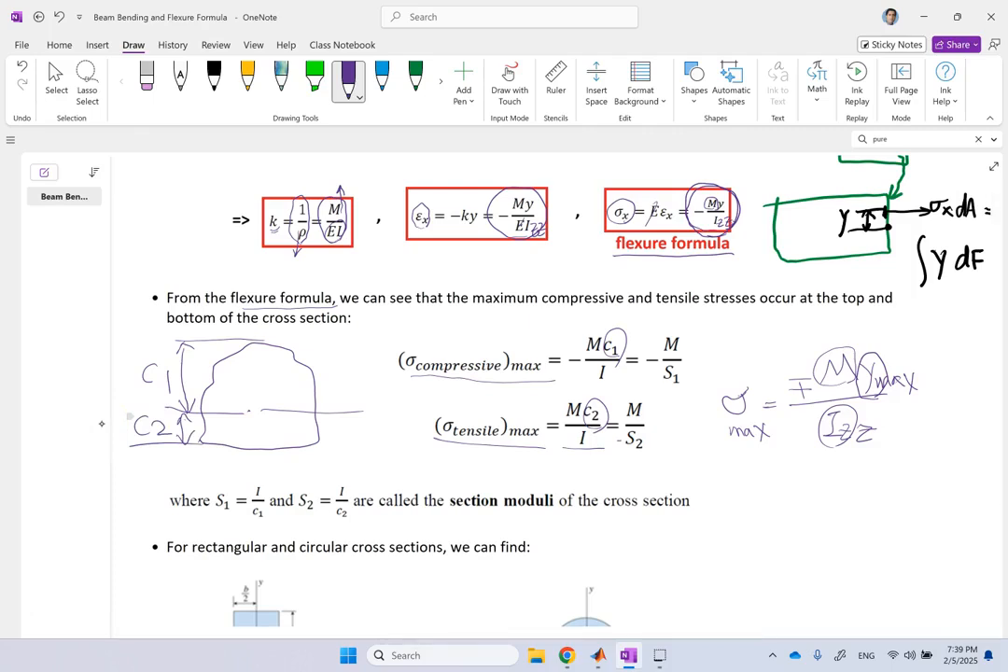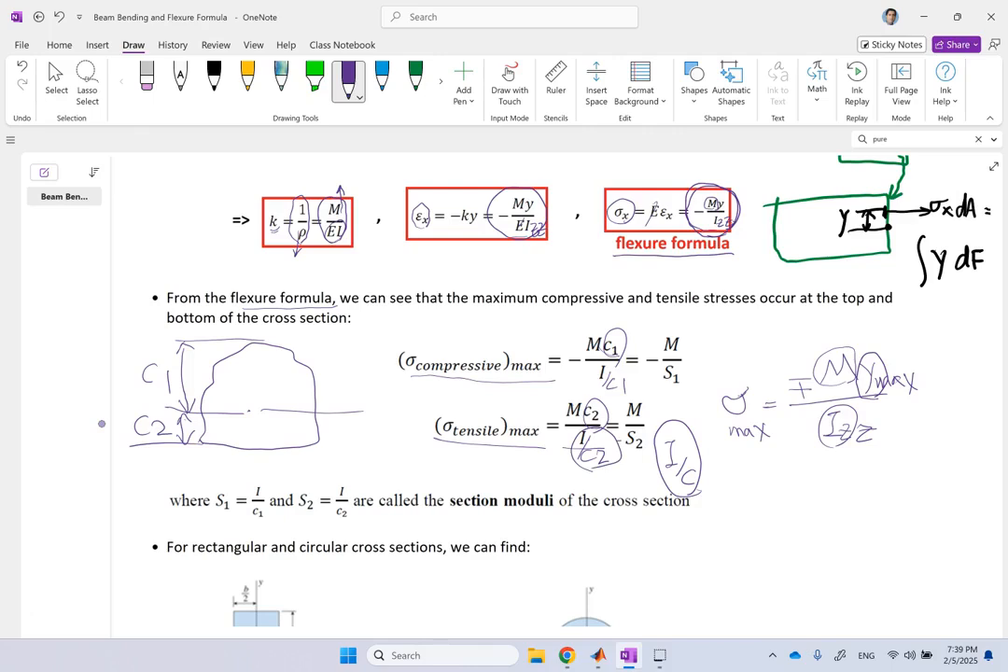Okay? Now, if you look at these two, you see that if I bring this C to the denominator, I can write it as negative M over I over C1, and this way I can write it as M over I over C2. You see in both of them that I over C is an important parameter, the one that is in the denominator. So M over that I over C is the maximum stress.